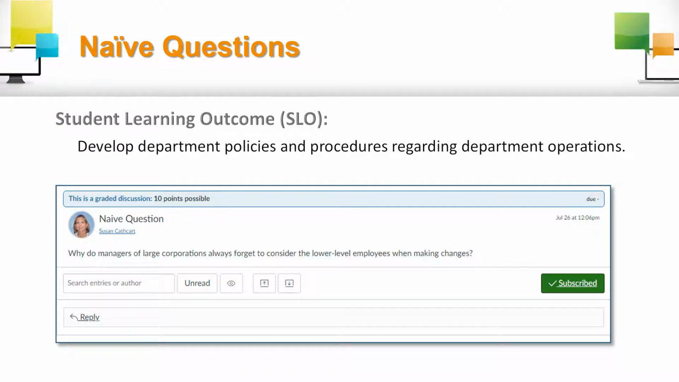You would use a naive or dumb question to get your students talking. Make the question very short and broad, as this type of discussion can easily move off topic. It requires the instructor to be very involved in the discussion. The student learning outcome is: develop department policies and procedures regarding department operations. This is an example of a naive question using the SLO.